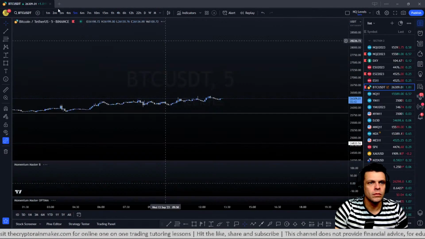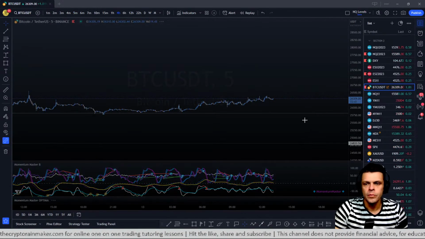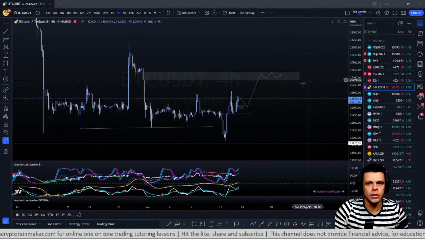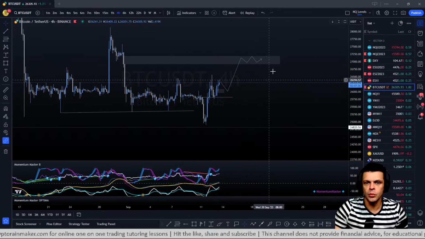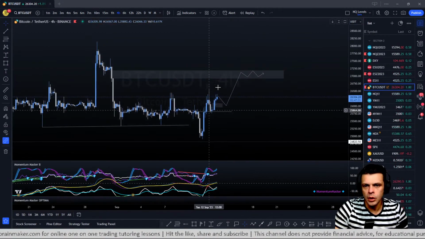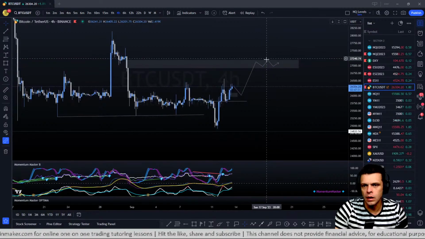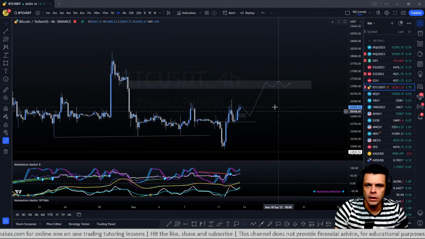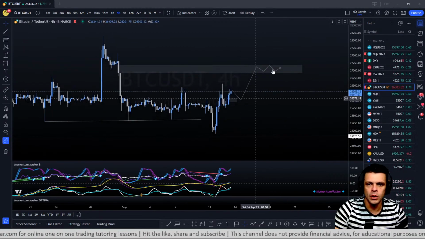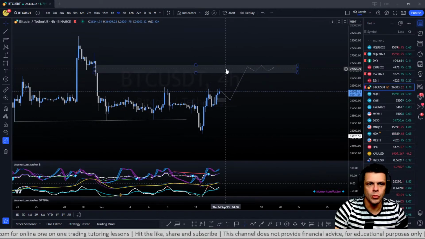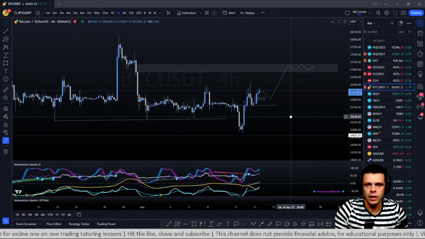If we, for instance, on the 5-minute break market structure with displacement, then it's likely that we are going back down again. But we'll analyze that level once we get there. But I think that is going to be kind of your draw on liquidity for Bitcoin in the coming days, moving towards that 27k area.